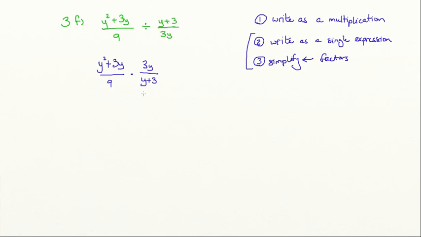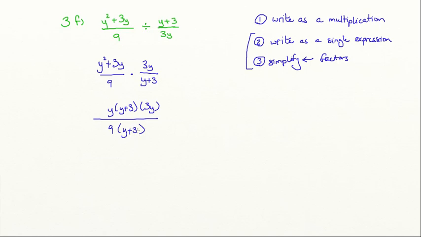I just flip it, take the reciprocal. Now I can write it as a single expression. I'm going to also try to factor this. Okay, y squared plus 3y. From that I can factor out a y. And then my 3y is just going to be 3y. 9, it's just going to be a 9 times y plus 3.